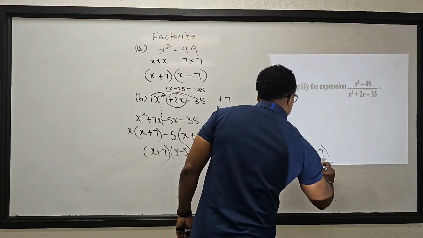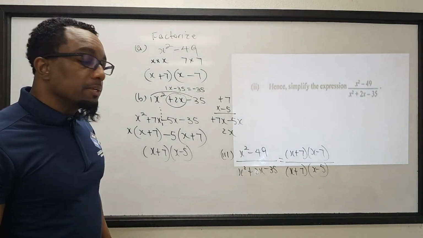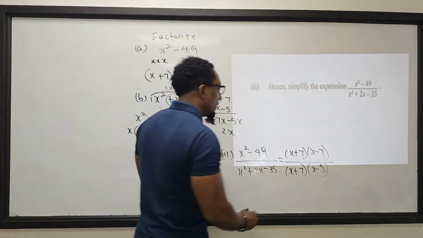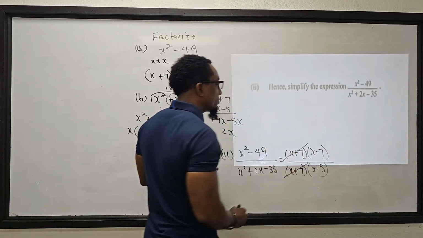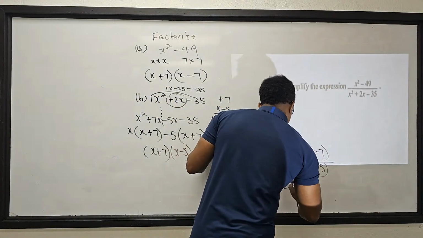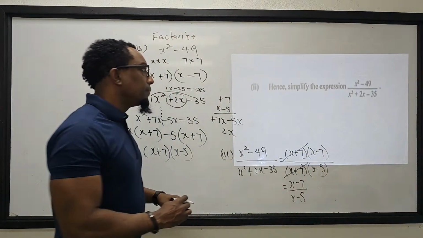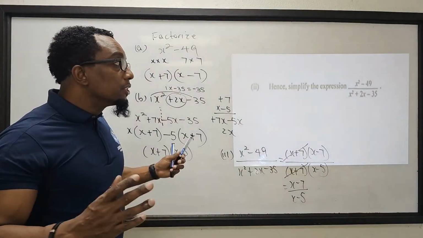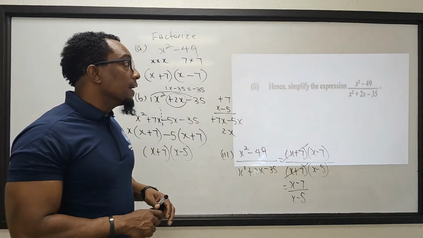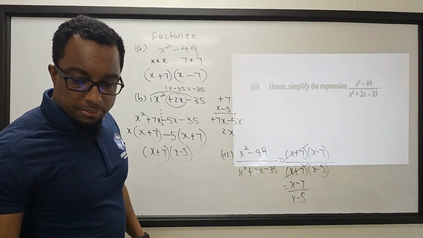and x minus 5. So all the work I would have done already, and all I have to do is simply divide x plus 7 into itself, and I will be left with x minus 7 over x minus 5. And that is merging factorization and simplification. Alright, so I've simplified to get that result.